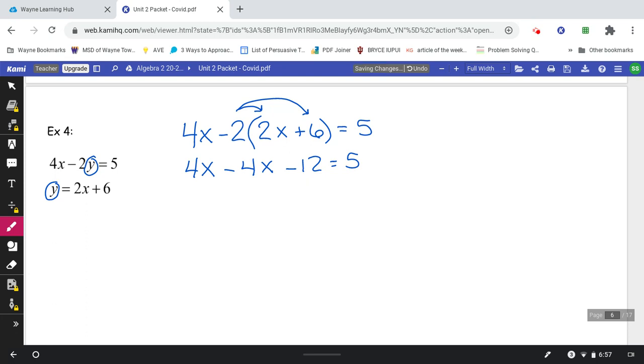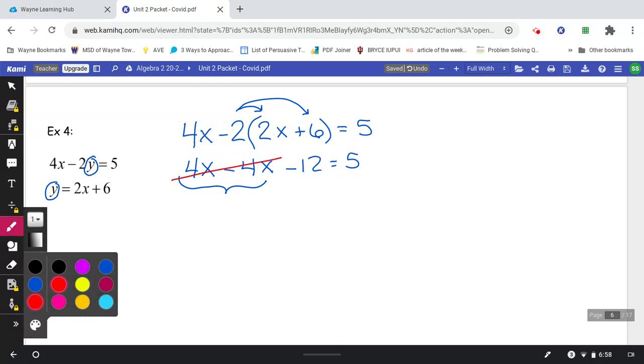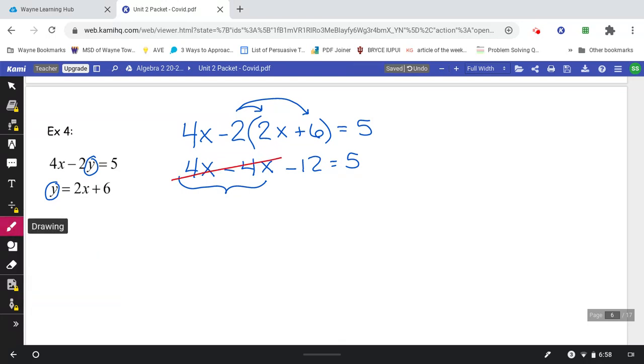And when we combine like terms, 4 and negative 4 actually cancel each other out. So what that leaves us with is negative 12 equals 5. And since I don't have any more variables, then I have to decide whether that statement is true or not. Is negative 12 equal to 5? No, it's not. So my answer, if you remember, just like when our two lines did not cross in our graphing problems, we write no solution.